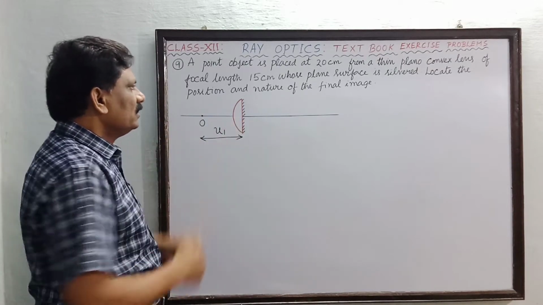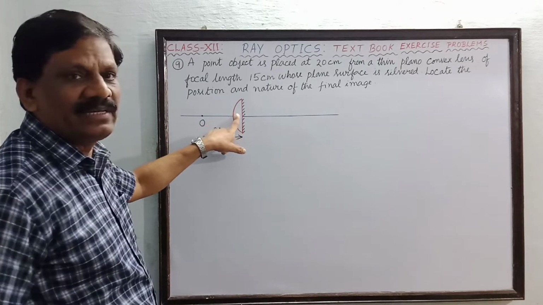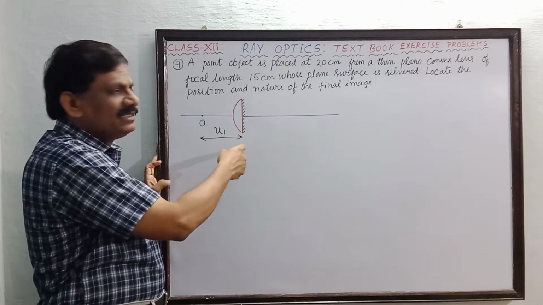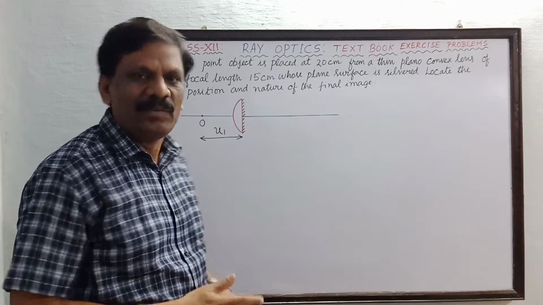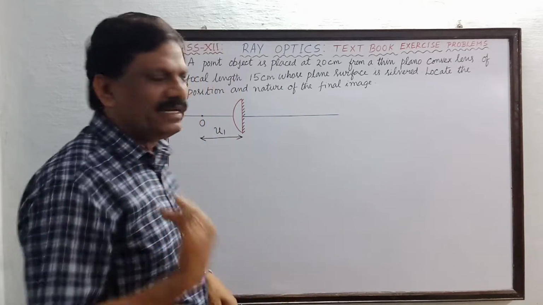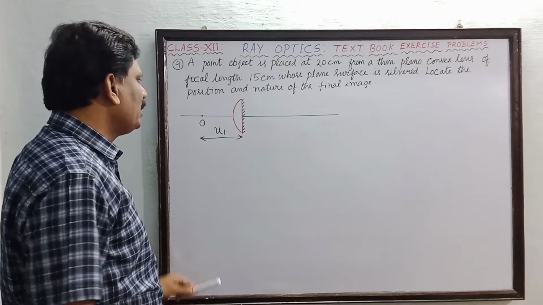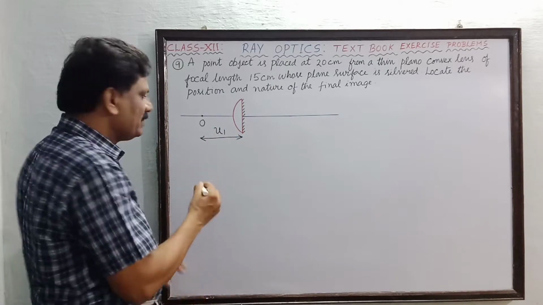So, the schematic diagram I have drawn. This is a plano convex lens. The left side is a convex surface and the right side is a plane surface which is silvered. It is going to act like a plane mirror. Now on the left side, can you see the point object O? This point object O is to the left side of the lens.